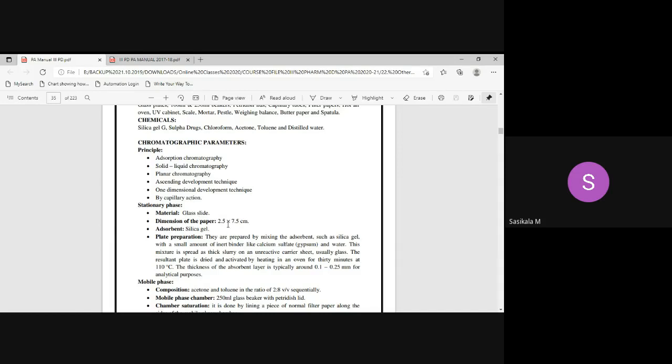We'll be using a 2.5 by 7.5 centimeter glass slide, that is a microscopic slide. We'll be using silica gel with a gypsum binder as adsorbent. That is, 2 volumes of silica gel G is taken in the mortar, and 1 volume of water is added to that and triturated well with the pestle. In order to get a uniform slurry without any lumps, prepare a pourable slurry. According to the pourability, you can adjust by adding water. Qualitatively, you can prepare it: add water drop by drop, prepare the slurry, and pour it at the center of the glass plate.